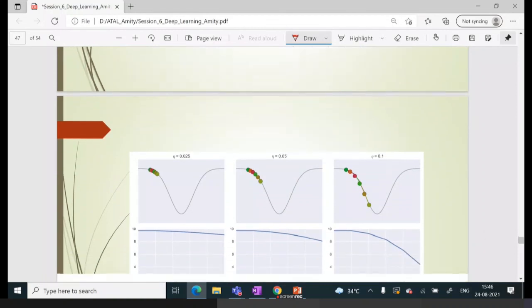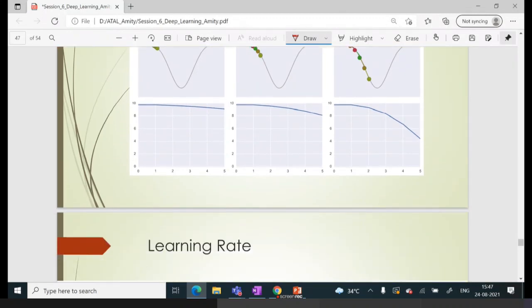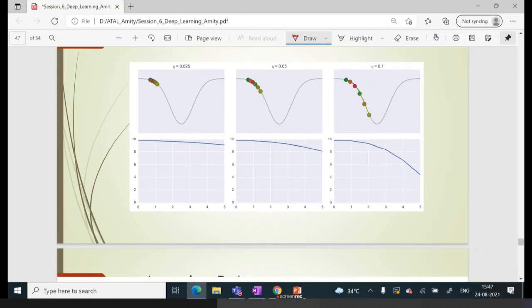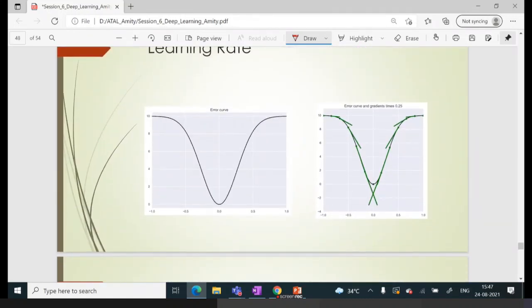So again, 3 different cases are considered, as you can see: learning rate 0.025, learning rate 0.05, learning rate 0.1. Generally it's kept around 0.2, right? In most systems 0.2 to 0.3. Again, it depends upon your application, but generally the value will be like that. And here, as you can see, the corresponding error curve as well as gradient, right?